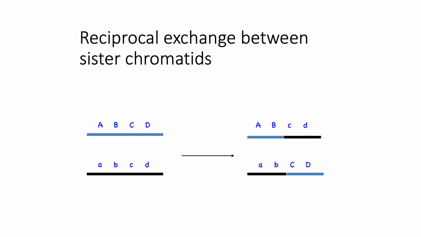So in this case, on the left we have the blue chromosome and a black chromosome. After a recombination event between sister chromatids, we're left with two hybrid chromosomes, half blue and half black, and then one half black and half blue. But we have not gained or lost any information on those two chromosomes, so they all still have the A, B, C, and D regions.